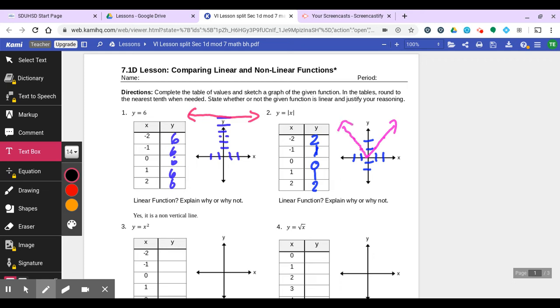So then my question, is it a linear function? Well, first, is it a line? No, it's not linear, so it's not a linear function. So I type that in. No, it is not linear.